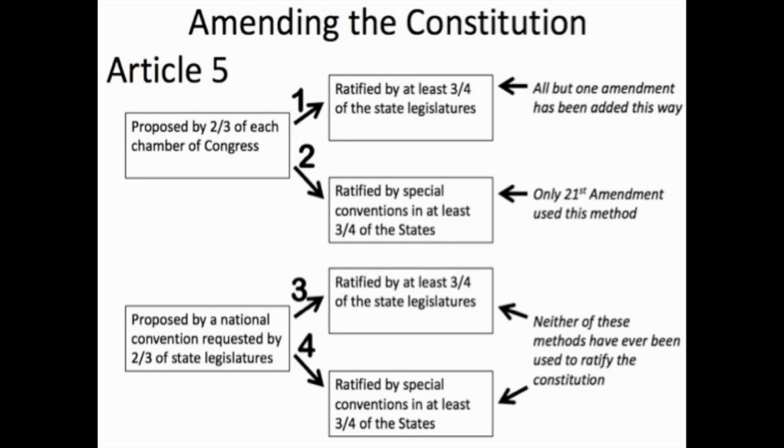All but one amendment to the Constitution has been proposed by Congress and ratified by the state legislatures. Only the 21st Amendment was proposed in Congress and ratified by state conventions. No amendment to the Constitution has ever been proposed by a national convention convened by the states and then ratified by the state legislatures or by a state convention.